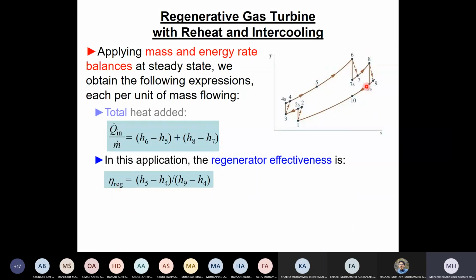With this given, I have T8, T9, H9. I have H4, so from this I can calculate H9. Now I have H5. So H5 to 6 is given here, and 7 to 8 is given here, so I can calculate Qn. Then by dividing W net over Qn, I can calculate the efficiency.